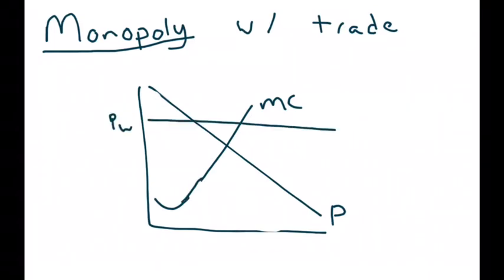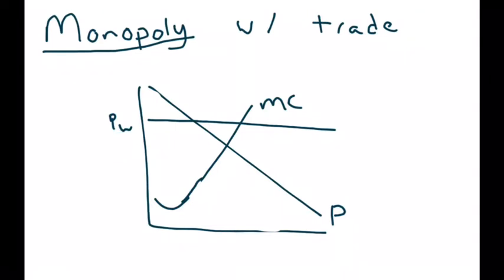Now imagine we open up to trade. So there's a fixed world price given by this line. It is the same marginal cost curve, same demand curve domestically, but it doesn't really matter what domestic demand is now because the firm can sell overseas. And more importantly, the firm also has to take into account that local consumers can buy from overseas. They can import stuff at a price of PW.